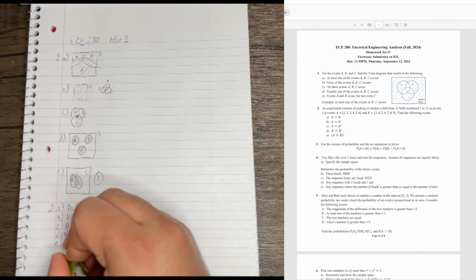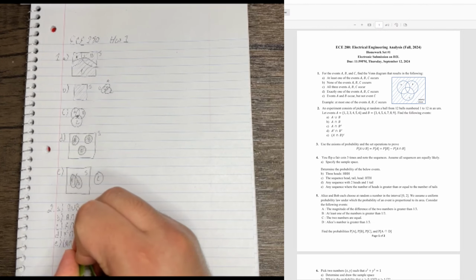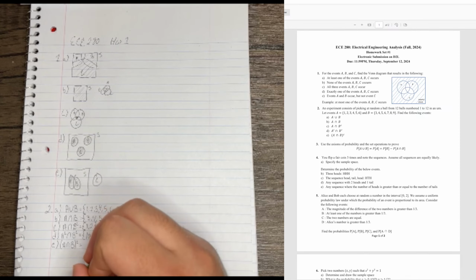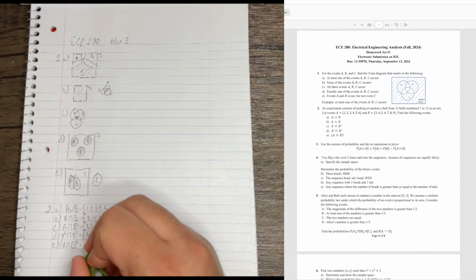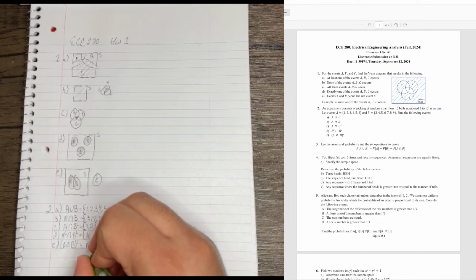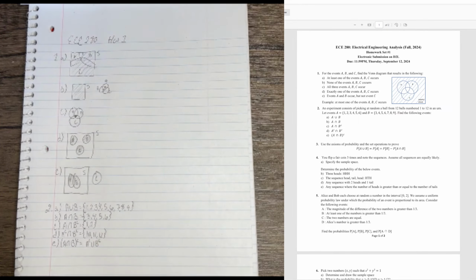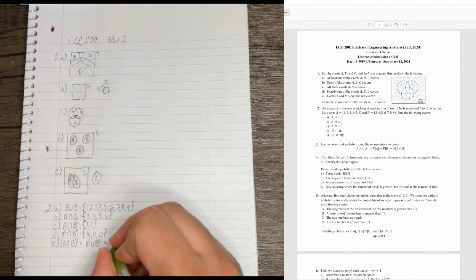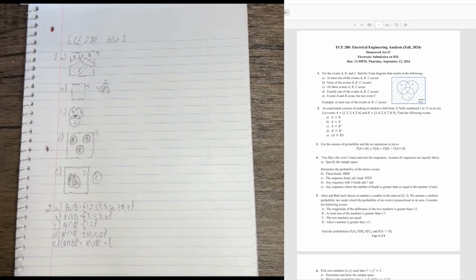I'll write it out. We have A intersect B, all complemented, which is equal to, using De Morgan's law, A complement union B complement, which would be equal to... what is that equal to? What's not in A plus what's not in B.